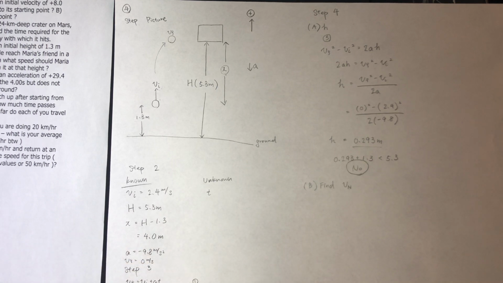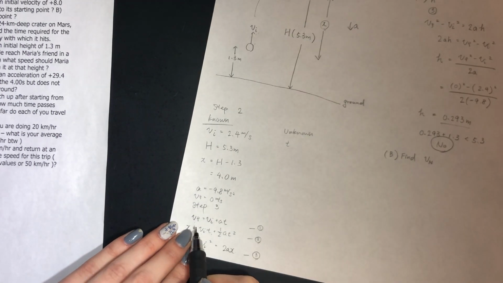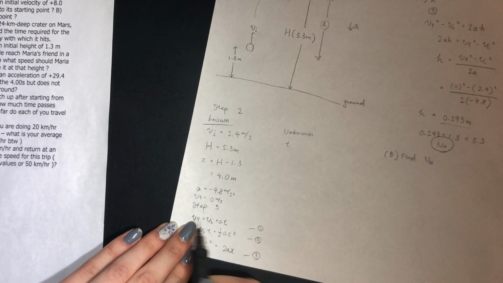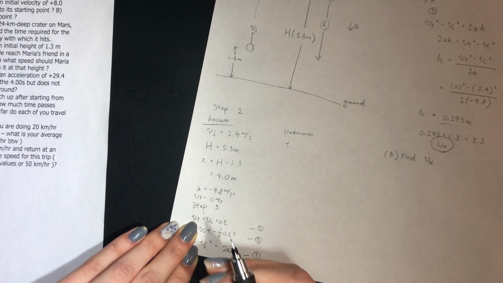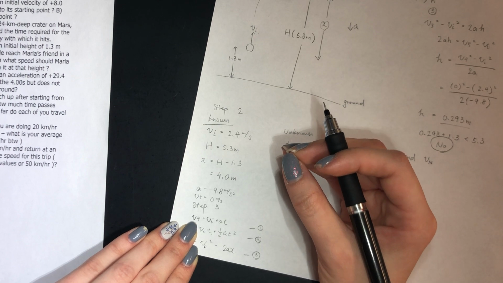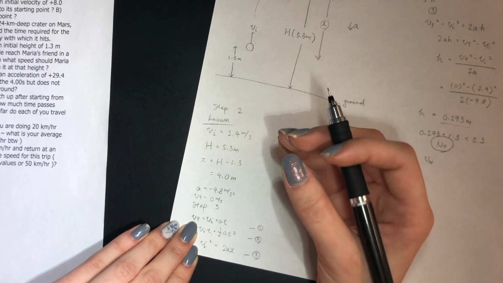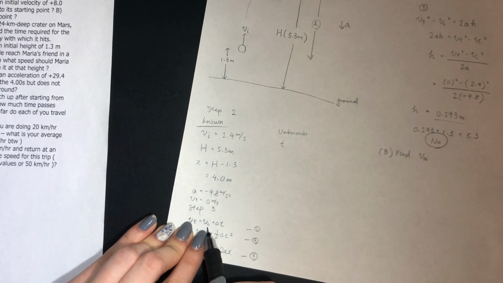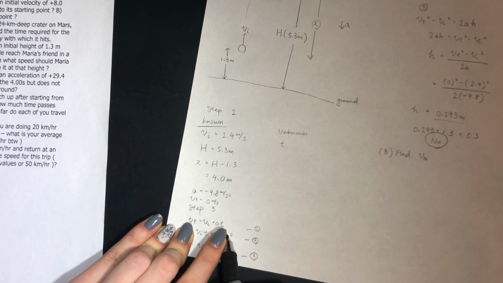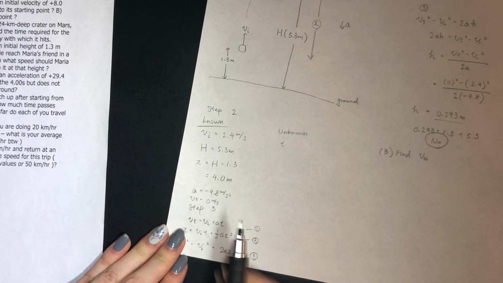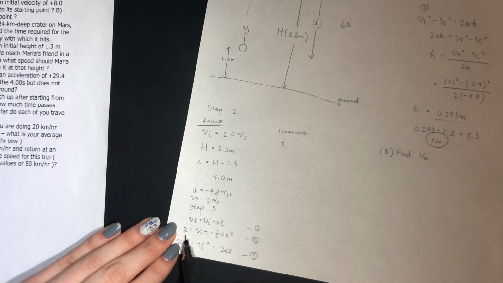Okay, let's look at our equations. V final, we do know what that is. We just need it to barely reach the tree house. That means it's at its maximum height, so its final velocity is going to be 0. We're looking for V initial. We know acceleration. Do we know the time? No, we do not know the time. So we can't use number 1. Let's look at number 2.